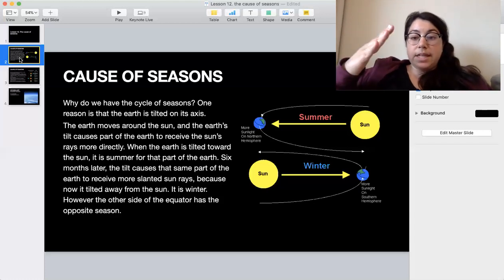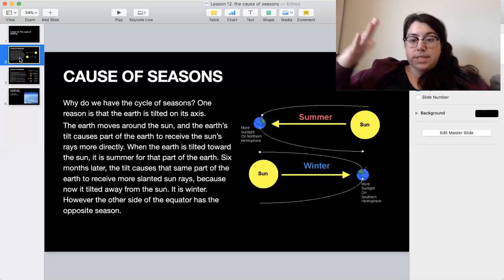When the earth is tilted, one side of the globe gets more direct sun rays, and the other side, the side that it's tilted away from the sun, gets indirect sun rays, okay? So the part that gets more direct sun rays would be summer, okay? And the part that gets indirect sunlight would be winter, okay? And which part is which?